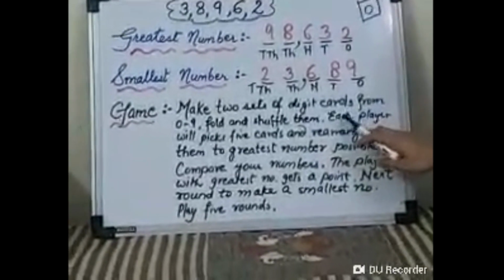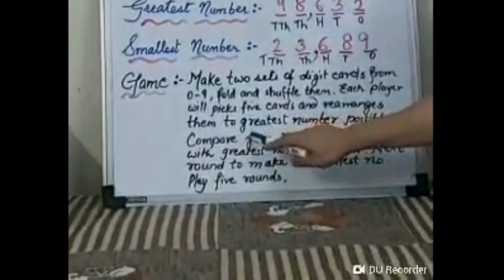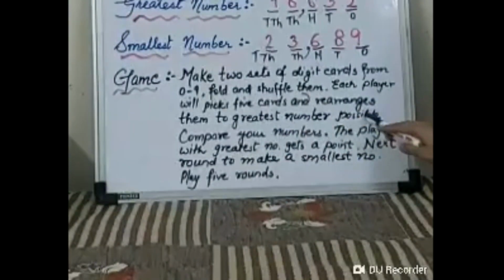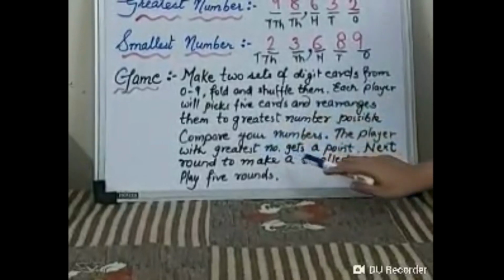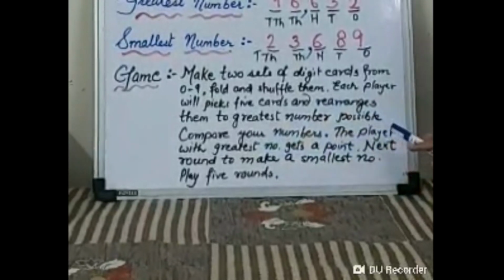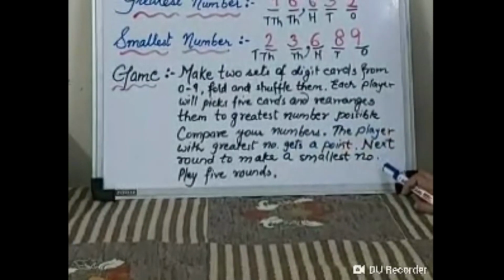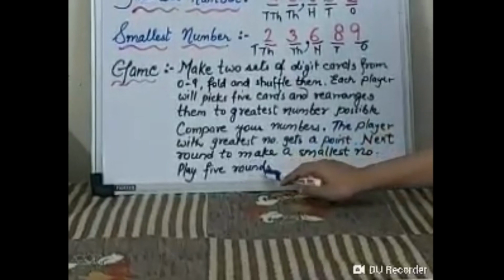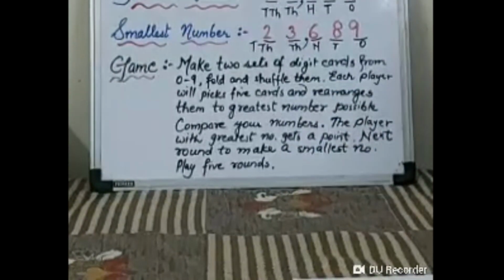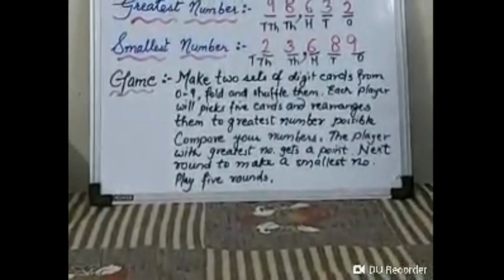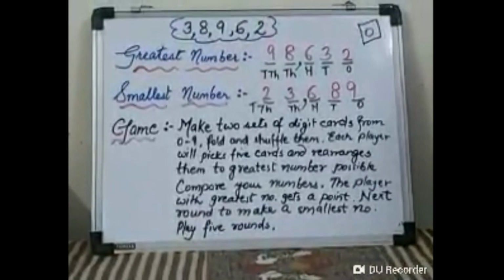Now, each player will pick 5 cards and rearrange them to the greatest number possible. Compare your numbers. The player with the greatest number gets a point. In the next round, you have to make the smallest number. Similarly, you can play for 5 rounds and the player who gets the maximum points is the winner. You can play this game with your parents, your brother, your sister, or anybody at your home. So enjoy.